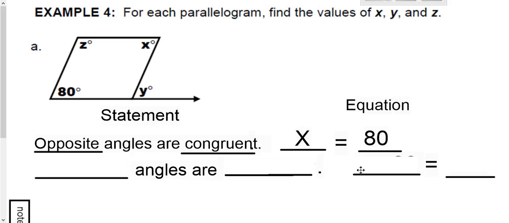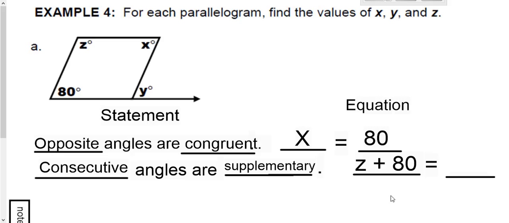So there's x. Next I'm going to go to z. I know this is 80, and how does it compare with z? Well, those are consecutive angles, the 80 angle and the z angle. And consecutive angles are supplementary. They add up to 180 degrees. So z plus 80 equals 180. If I subtract 80 from both sides, I get z equals 100 degrees.